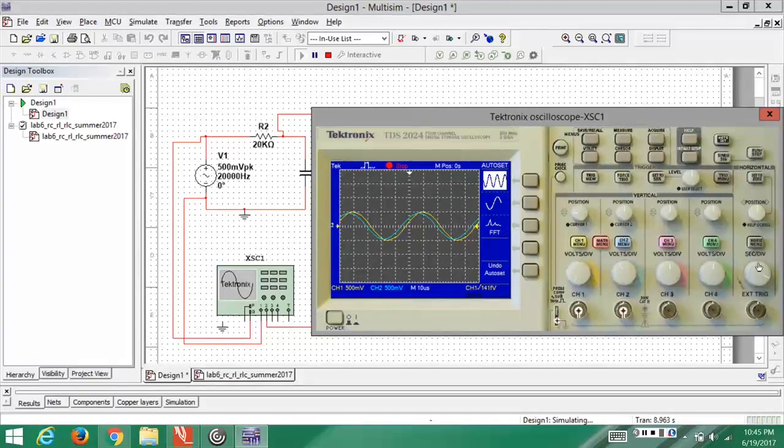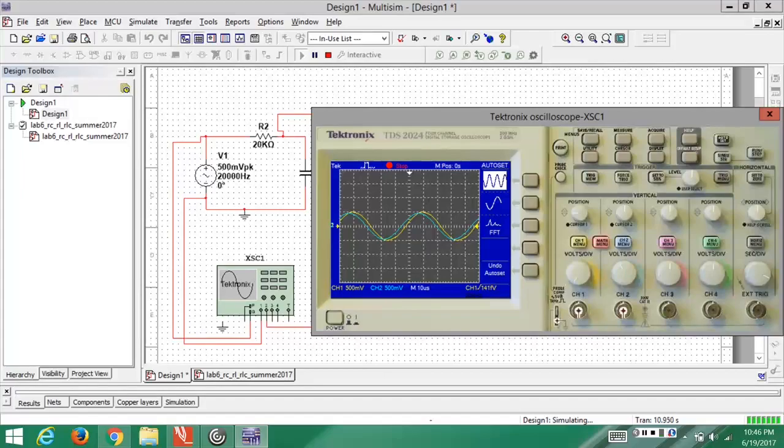Remember, channel 2 was connected to the resistor, which is the blue waveform. I can see that it is leading the yellow waveform, which is channel 1 and connected to the power supply. So how do I now measure this phase difference, that they're out of phase, and how do I know how much they are out of phase? That is the second thing that I want to look into.